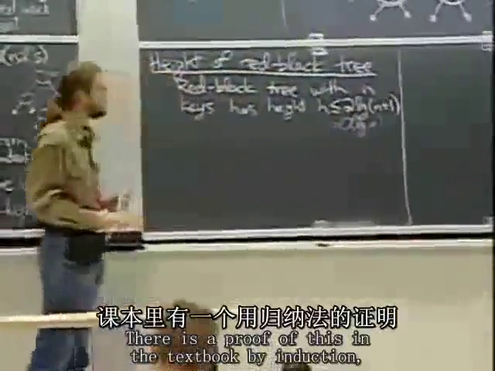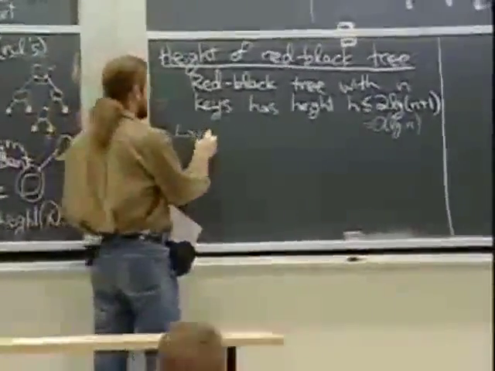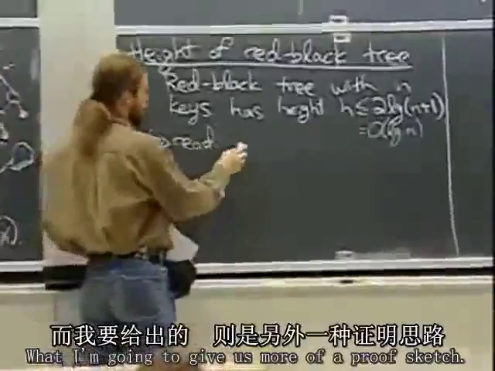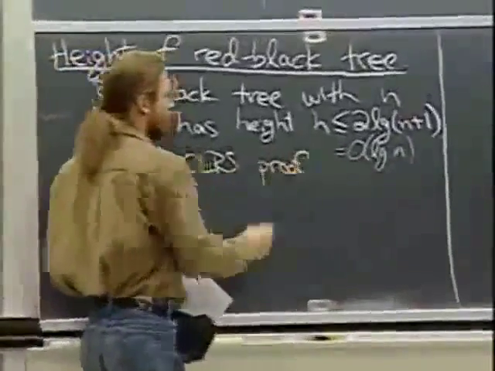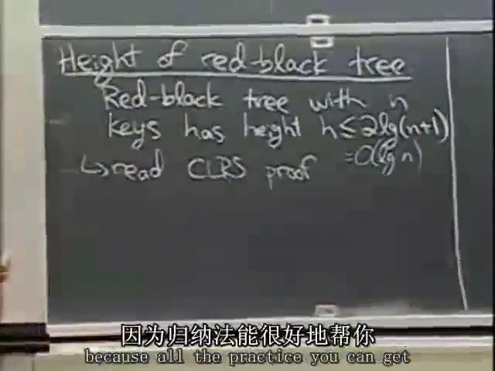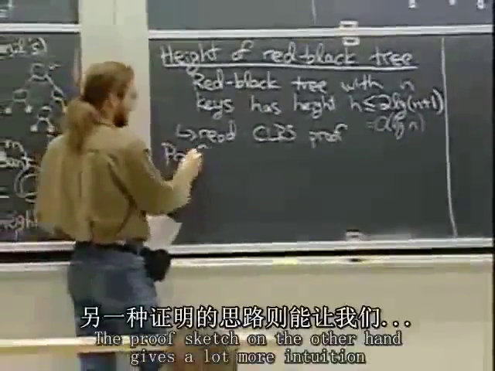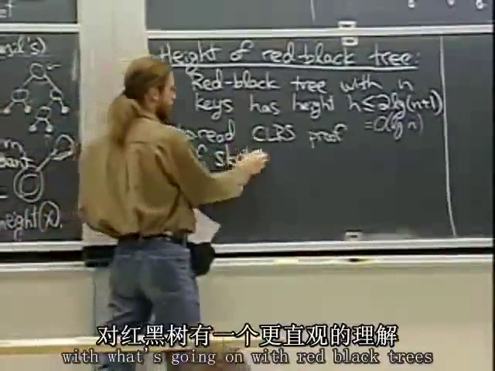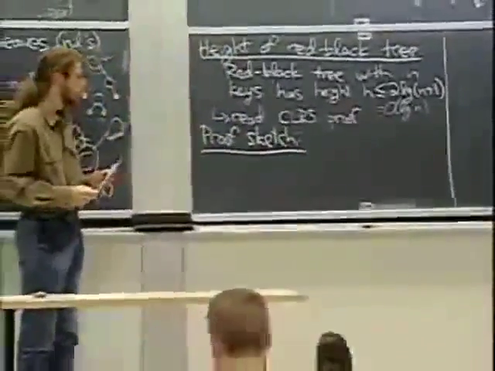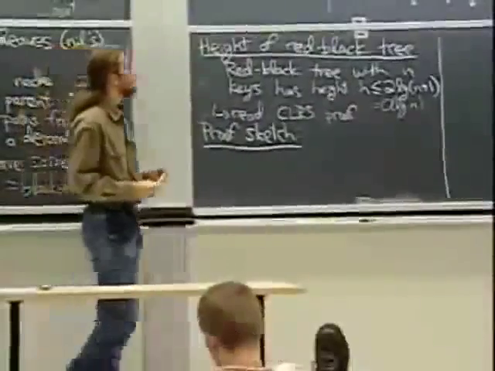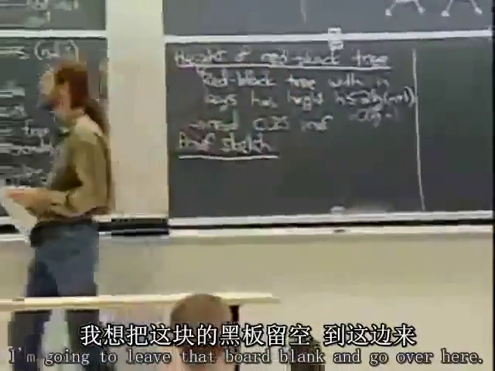There's a proof of this in the textbook by induction, and you should read that. What I'm going to give is more of a proof sketch. You should read the proof by induction because all the practice you can get with proof by induction is good. The proof sketch, on the other hand, gives a lot more intuition of what's going on with red-black trees and connects up with recitation on Friday. So let me tell you that instead. I'm going to leave that board blank and go over here.